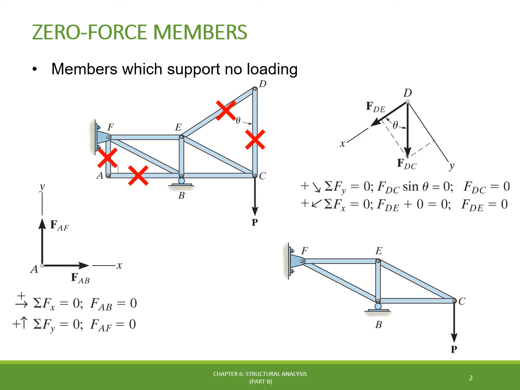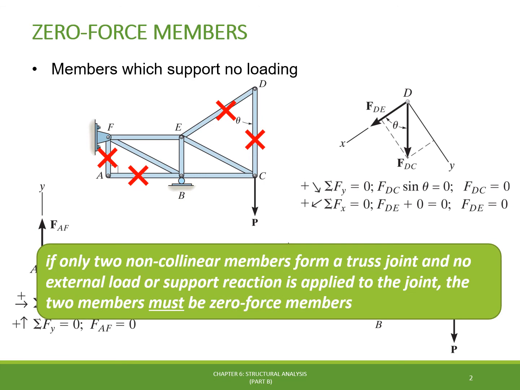From these observations, we can conclude that if only two non-collinear members form a truss joint and no external load or support reaction is applied to that joint, the two members must be zero-force members. But we have to be careful and state that these members must be zero-force members only for that particular loading condition. If the direction of the external load is changed or additional loads are added in any other joints, then these members might not be zero-force members.